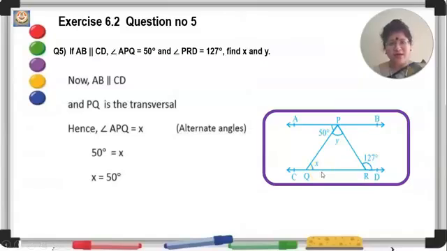And alternate angles are congruent. So if this angle is 50, the measure of this angle X will also be 50 because they are alternate angles. So here it's mentioned it is 50. It's very important that you give the reason that they are alternate angles.